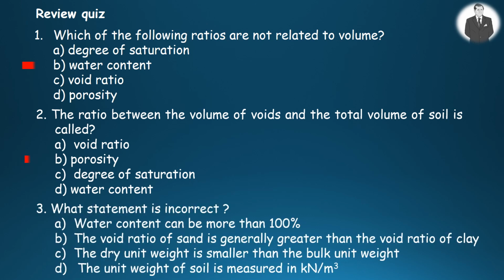The third question, which of the following statements is incorrect? Watch out, please. No, it is not. It has to be B. The void ratio of sand is generally greater than the void ratio of clay.